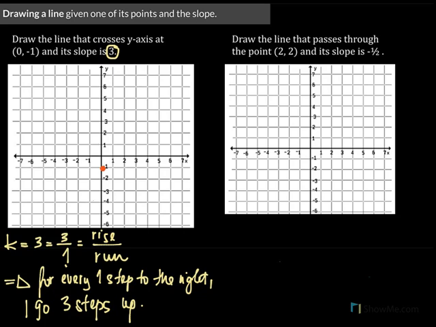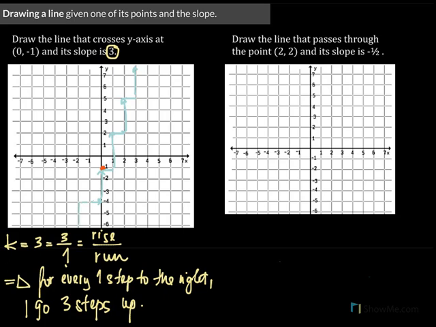So let's take a look at the graph. I start at 0, negative 1, and for every 1 step to the right, I go 3 up. 1 to the right, 3 up. 1 to the right, 3 up. And in the same way, if I were to go on the other side, I had to go 3 down and 1 to the left. So this is the pattern I get for this line.